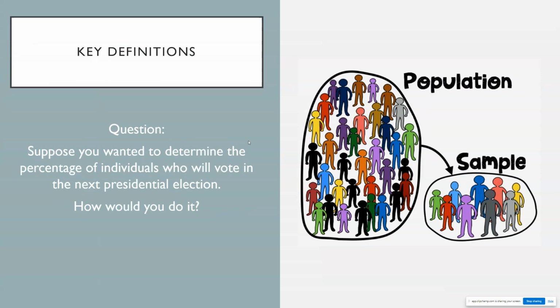In this quick review, we want to first introduce some key definitions in statistics, talking about the difference between a population and a sample. So here's a question for us to start with. Suppose you wanted to determine the percentage of individuals who will vote in the next presidential election. How would you do that?